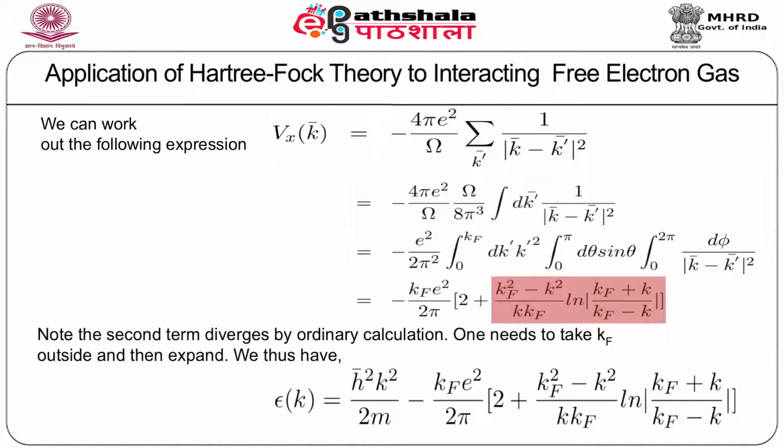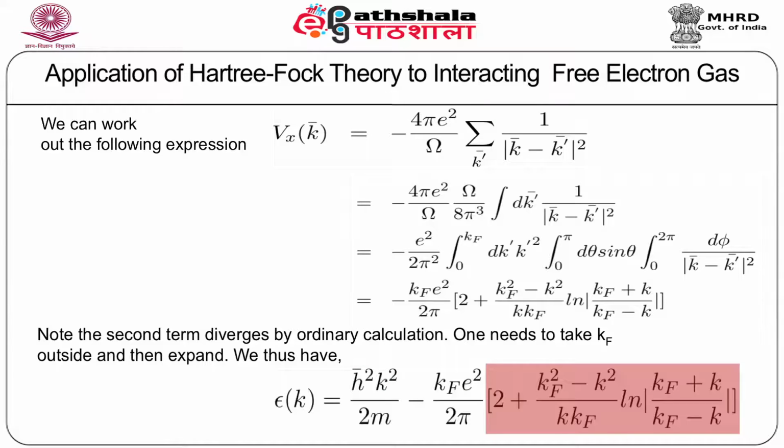Note this second term shown here, it diverges by ordinary calculation. One needs to take kf outside and then expand in this logarithmic term. We thus have the final expression for this energy dispersion, epsilon of k, which is the contribution from this epsilon prime, that's h cut square k square by 2m, and then the contribution of Vx, which is given here.